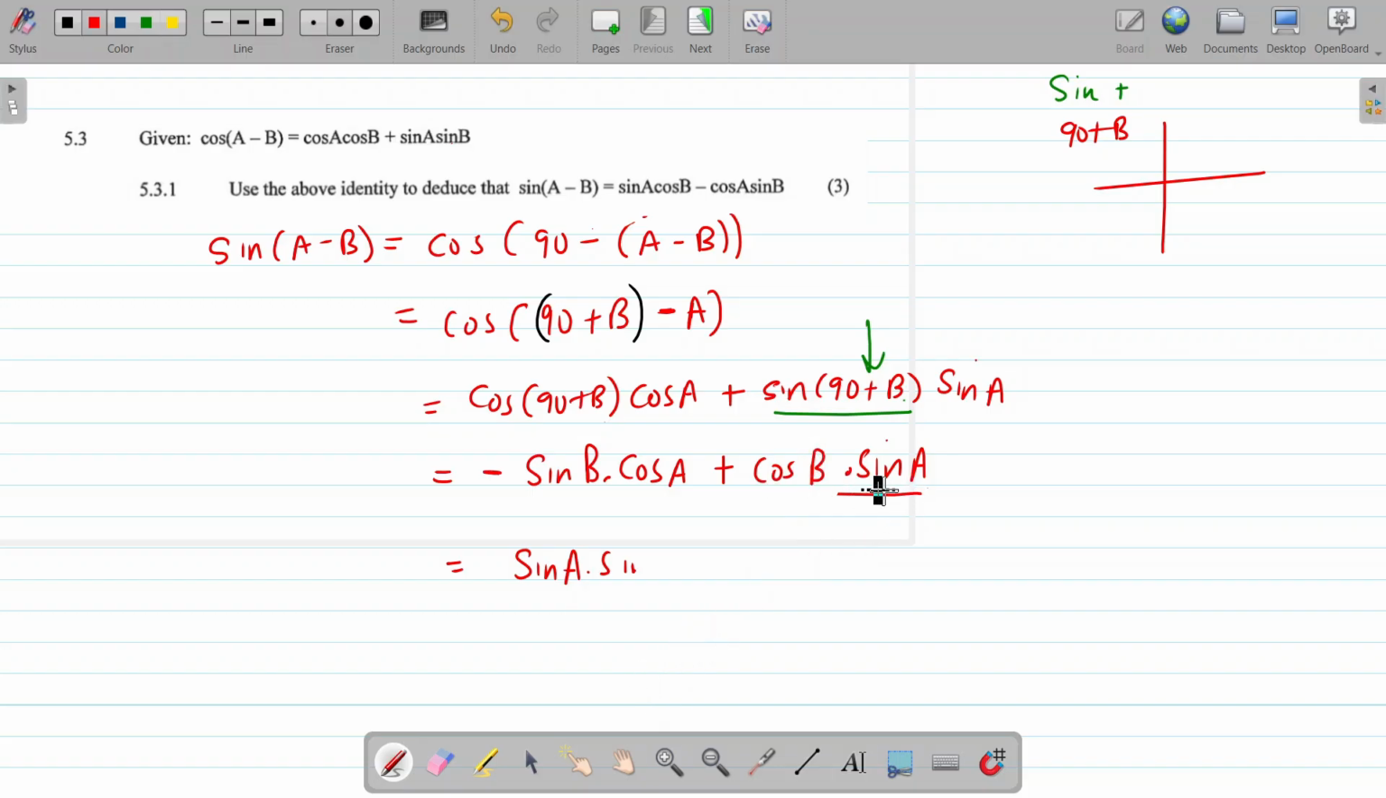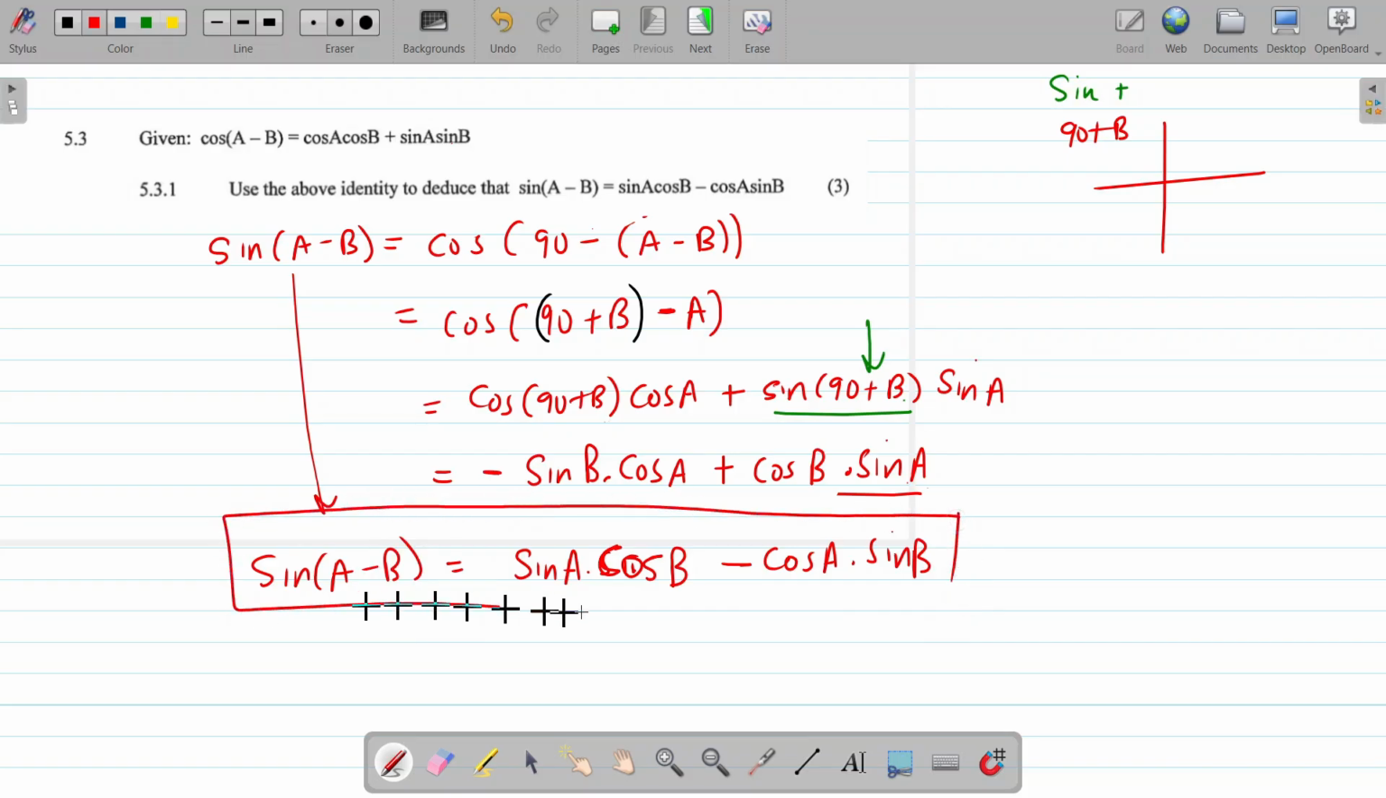Then rewriting this properly, it's sine of A, and then I have cos of B, and then minus, I'm pulling this one now, cos of A and then sine of B. Now I've proven that sine of A minus B equals sine of A cos B minus cos of A sine B, which is exactly what they wanted me to prove.